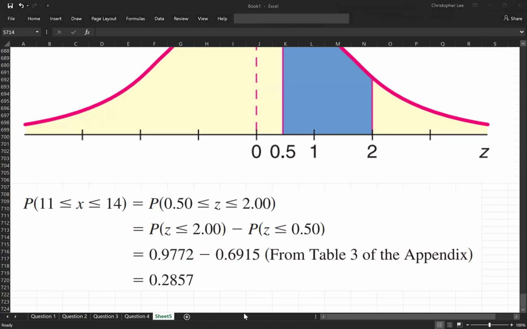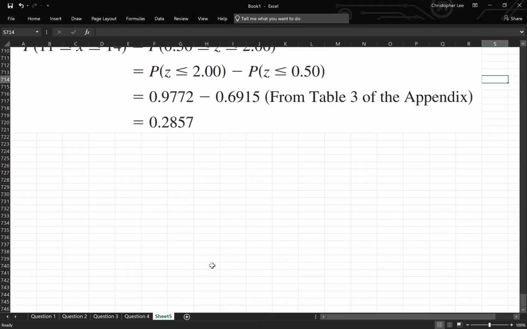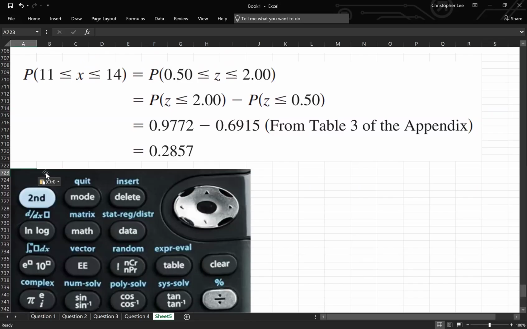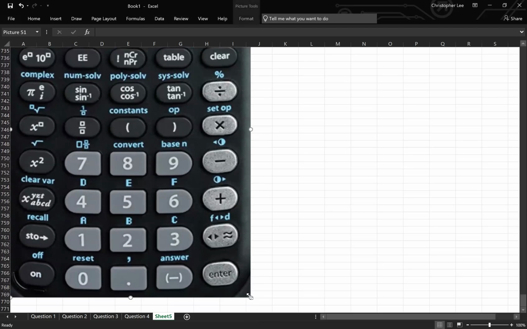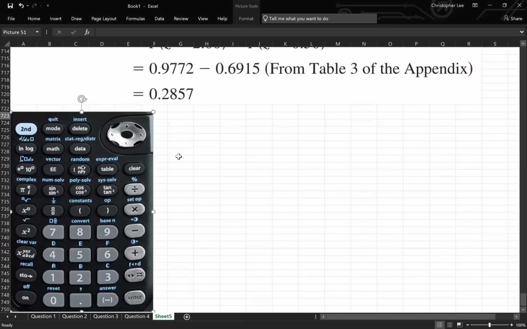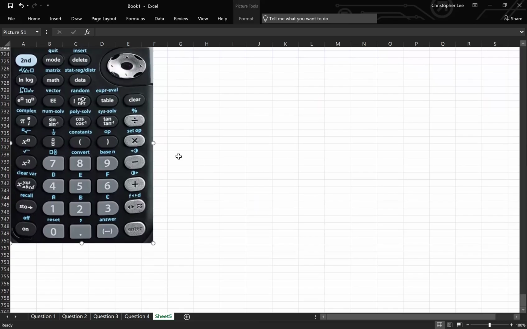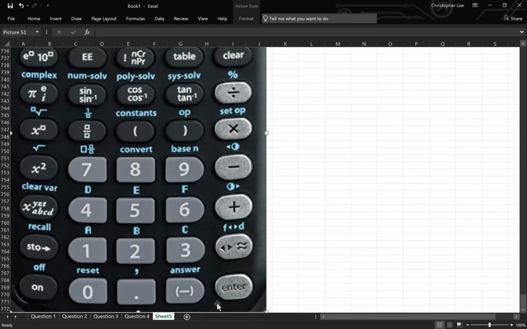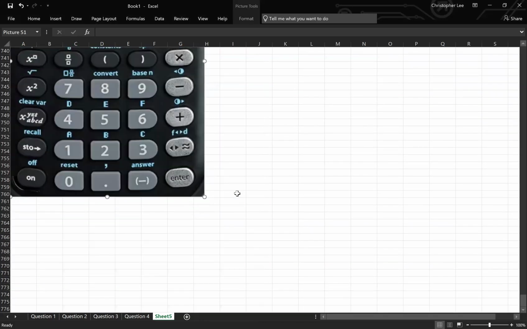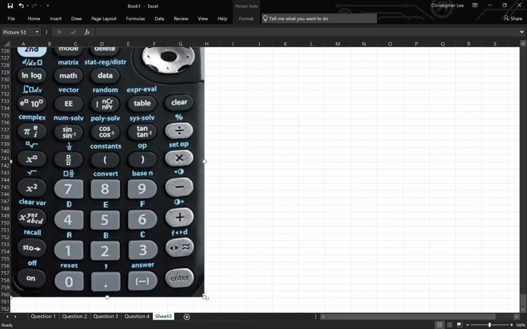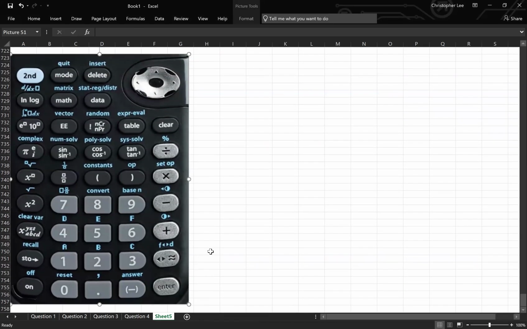All right. And then for us, we're going to be doing that in the calculator. So I'm going to show you guys how to do this in the calculator. First, we're going to start off with our calculator. Here we go. I'm sorry, one second. I'm just trying to resize this.